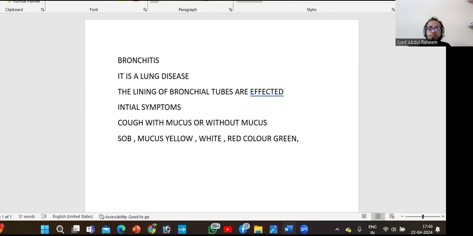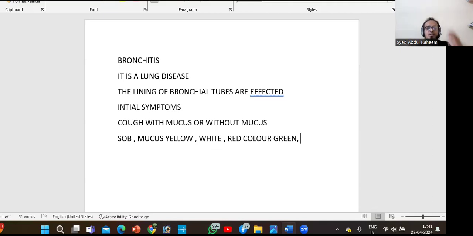So when you see the mucus, it will give you clarity. Next thing you have to remember is that the patient has shortness of breath whenever he is walking, talking, and has difficulty sitting, or sometimes difficulty lying in the supine position. He is okay sitting, but not lying down. He has shortness of breath. This indicates a problem in the lungs.